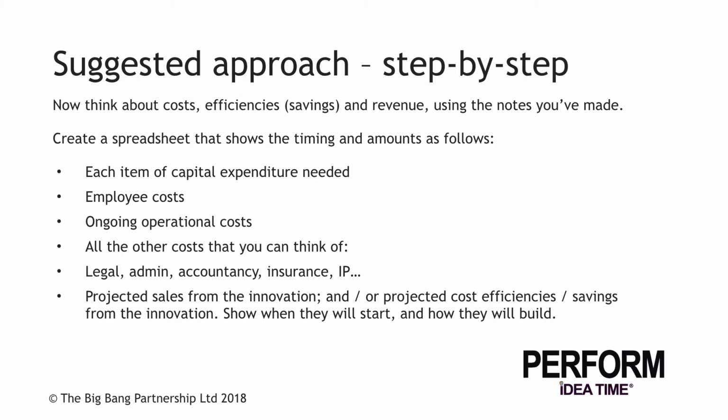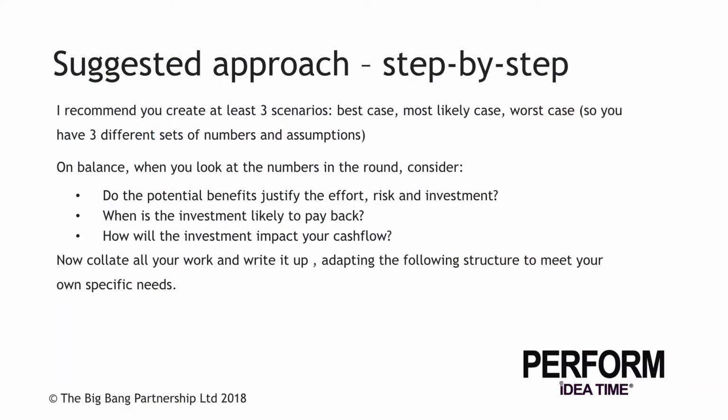Then what I would do is think about the costs and efficiencies. So efficiencies are savings, so the savings and the revenue using the notes you've made. And just do a really simple spreadsheet. These things don't have to be complex, but what is the capital expenditure you need? What are the employee costs, ongoing operational costs, and so on? List all the costs and also list the projected sales from the innovation. Show when they'll start and how they'll build. And do at least 3 scenarios: best case, worst case, and most realistic case.